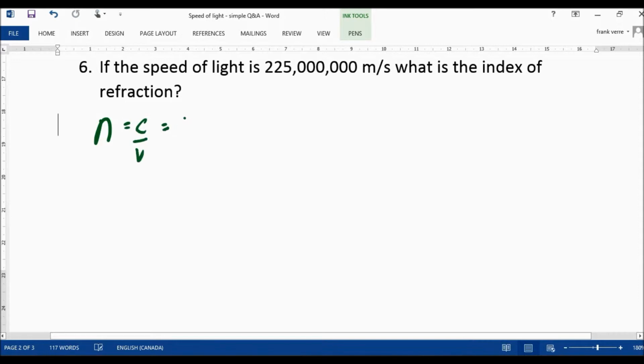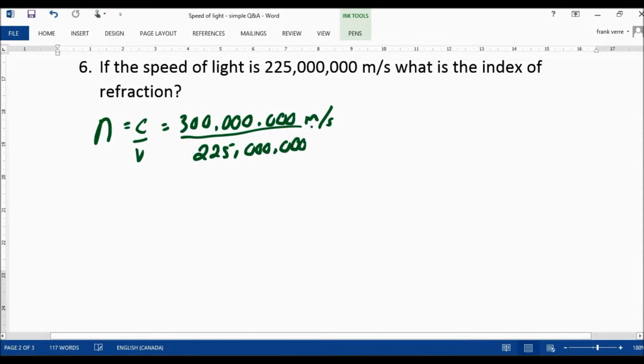We know what c is. We know c is 300 million meters per second. And we're told that in this substance light is traveling at 225 million meters per second. So this will give us an answer of 1.33. That means that this substance slows down light by a factor of 33%, which happens to be, by the way, the same index of refraction as water.